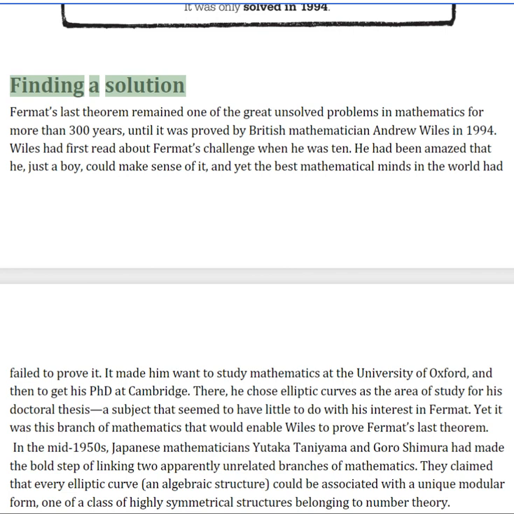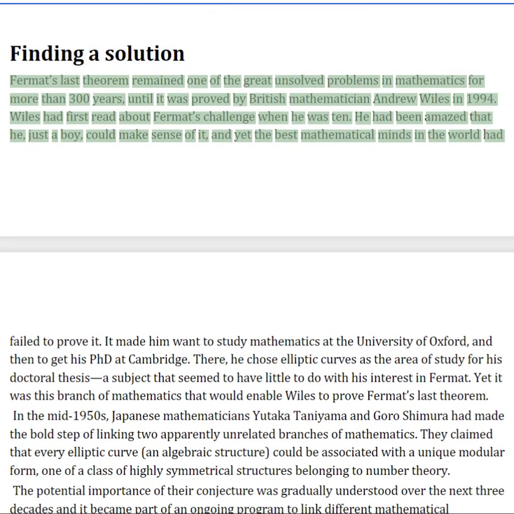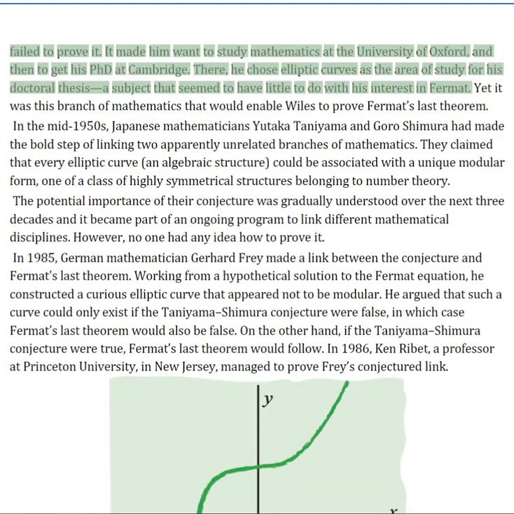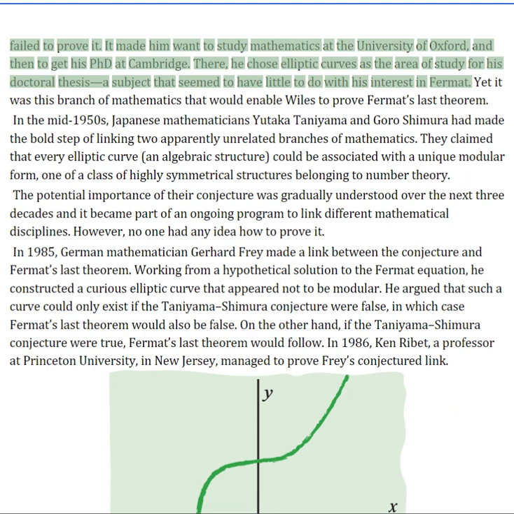Finding a solution. Fermat's last theorem remained one of the great unsolved problems in mathematics for more than 300 years, until it was proved by British mathematician Andrew Wiles in 1994. Wiles had first read about Fermat's challenge when he was 10. He had been amazed that he, just a boy, could make sense of it, and yet the best mathematical minds in the world had failed to prove it. It made him want to study mathematics at the University of Oxford, and then to get his Ph.D.